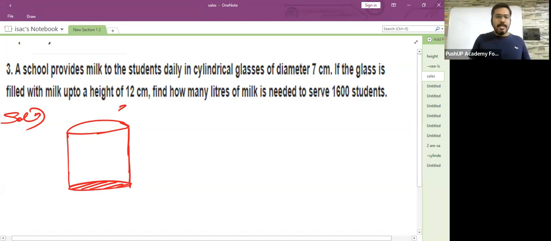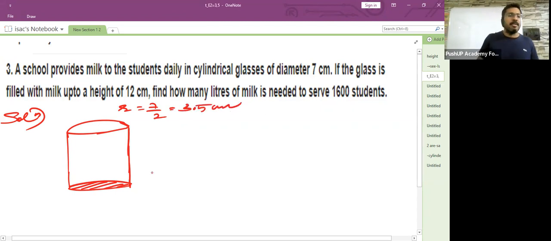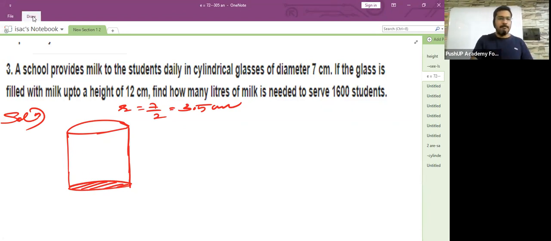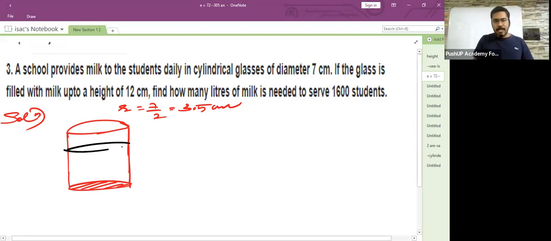So how much would be the radius? Half of the diameter, that is equal to 3.5 centimeters, right? If the glass is filled with milk up to a height of 12 centimeters, let's imagine, children, this is 12 centimeters. Now, please don't ask me what the height of the glass is. It is not given to us, right?